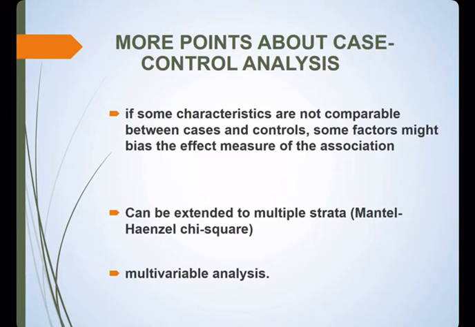When we measure the association between the exposure and the outcome, if some characteristics are not comparable between the cases and the controls, some factors might bias the effect measure of the association. That's the confounding problem. In case control studies, potential confounding can be controlled by restricting or matching in the design stage, or by statistical treatment in the data analysis stage, such as stratified analysis or multivariable analysis.